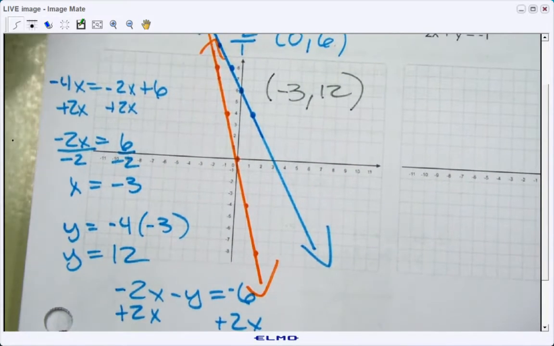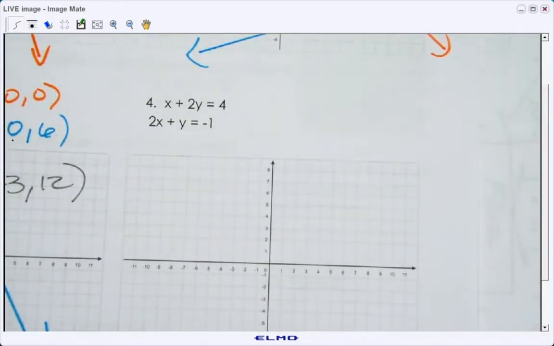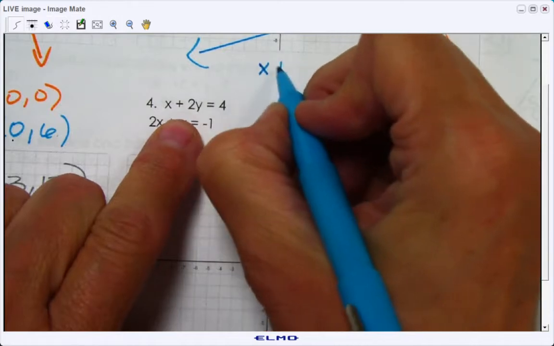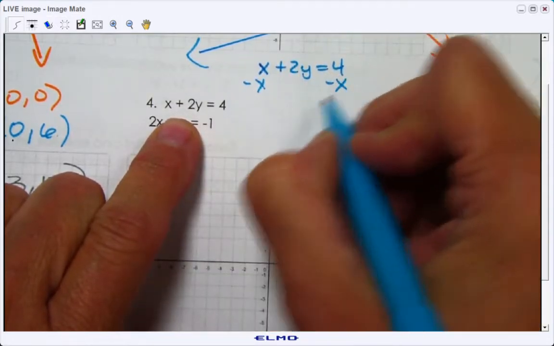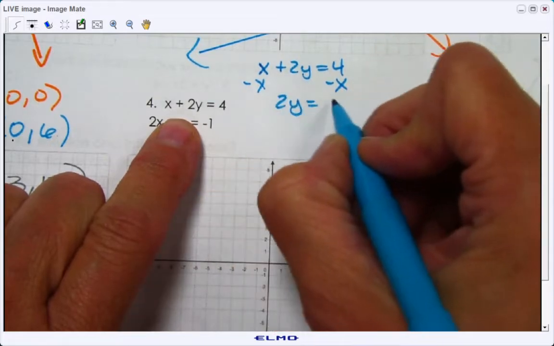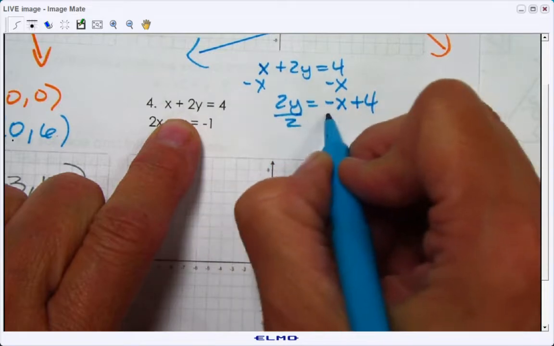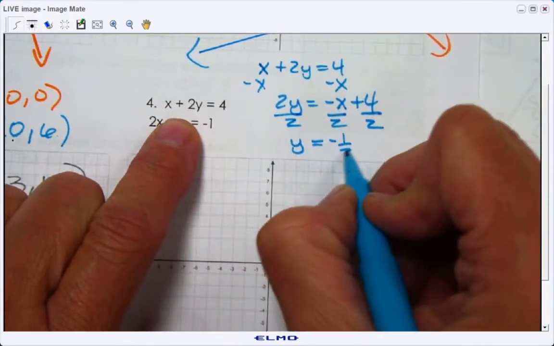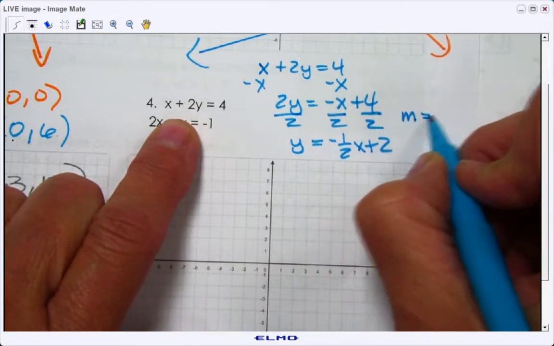Well, hopefully this next one I'll do a better job at. So let's look at this next one. Oh, looky here. I have to do some solving again. So x plus 2y equals 4. I subtract x from both sides. I get 2y equals negative x plus 4. Divide everything by 2. And I get y equals negative 1/2 x plus 2. So my slope on this is negative 1/2.